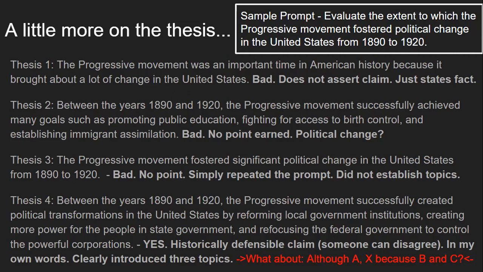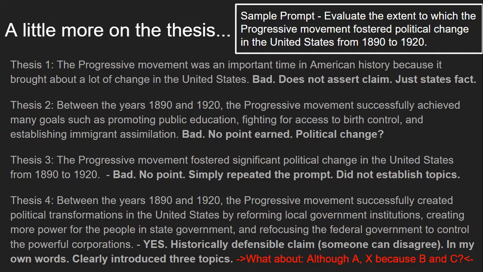So I say, between these years, the progressive movement successfully created political transformations in the United States by A, reforming local government institutions. That's what my first supporting paragraph is going to be about. B, creating more power for the people in state governments. That's what my second paragraph is going to be about. And C, refocusing the federal government to control powerful corporations. This is what my third paragraph is going to be about. And I did not just make those up.